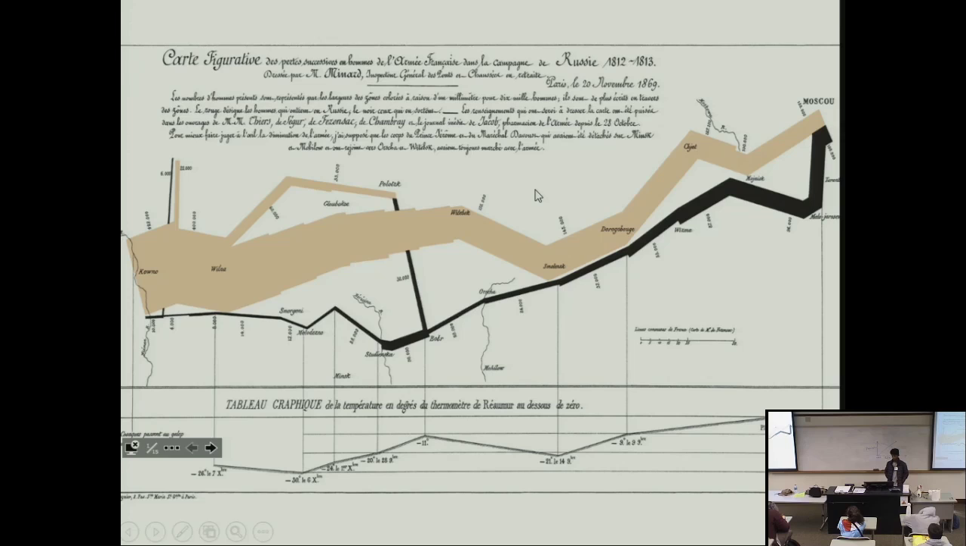Does anybody know the population of, say, Albuquerque? Does anybody live in Albuquerque? So Albuquerque has about 1 million people. So about half an Albuquerque is marching.